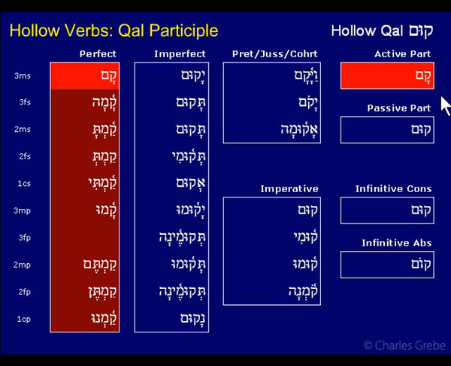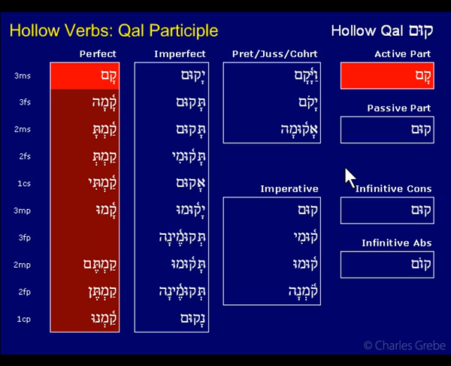There's also feminine singular, masculine plural, and feminine plural. We'll take a look at those in a moment. But in the masculine singular form, you cannot tell the difference between the active participle and the perfect 3ms. And so sometimes in a sentence, you won't know which way to go. Either could kind of fit in the sentence. Sometimes other factors mean that you can tell which one must be the one intended. But sometimes you can't tell. So it's good to be aware that you have this ambiguity here in the hollow verbs.